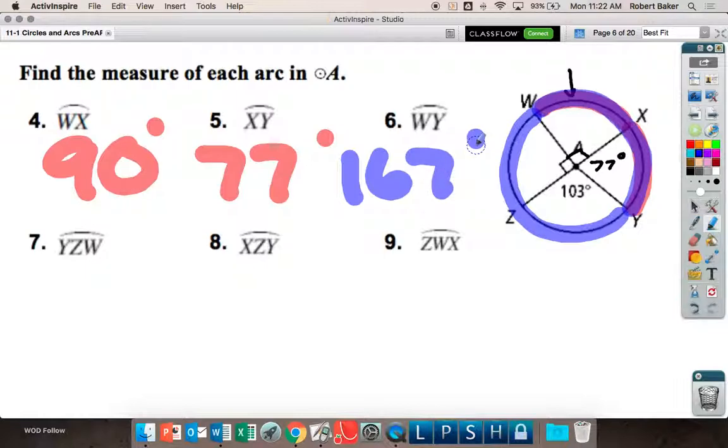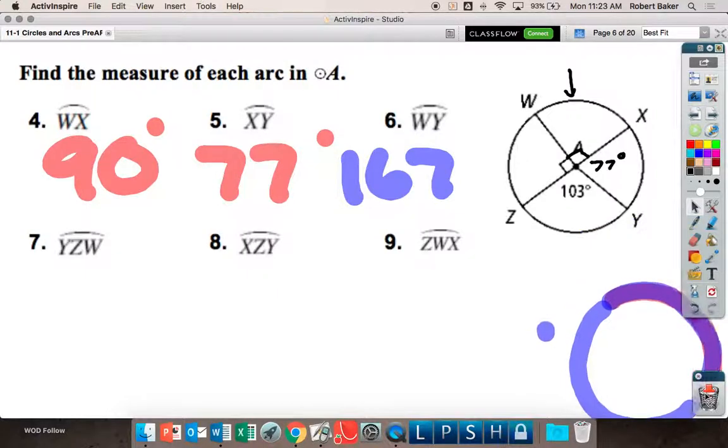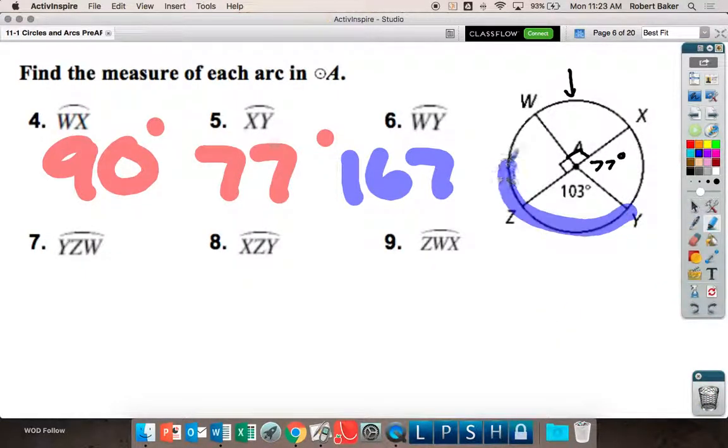Did that clear up a little bit? This is step 1 of a multi-step process later. Alright. Major arcs. Y, Z, W. Okay, so we're going to start at Y, go towards Z, and wind up at W. What is that? 193 degrees.